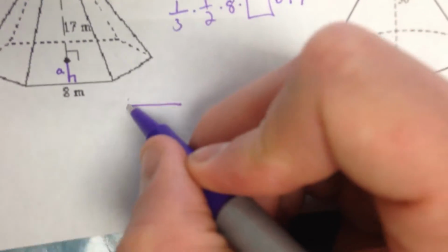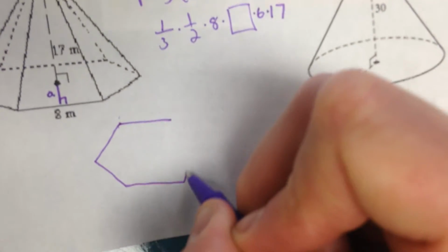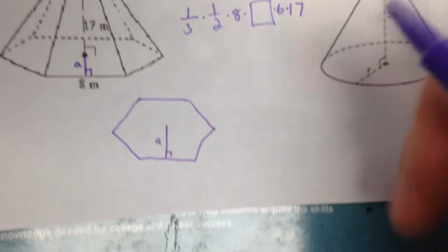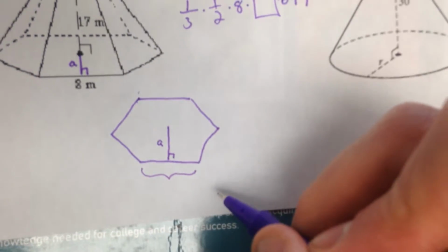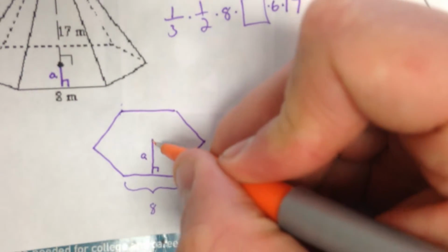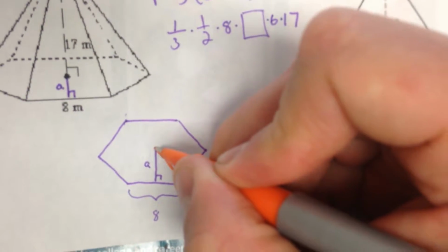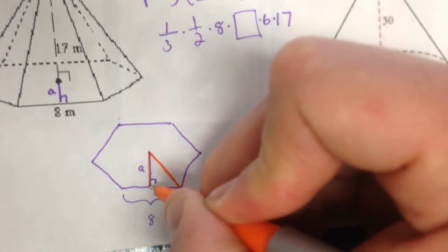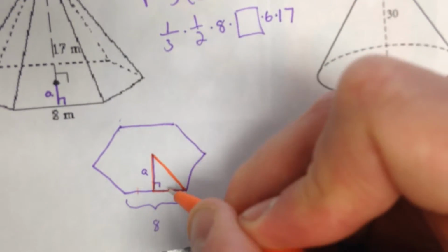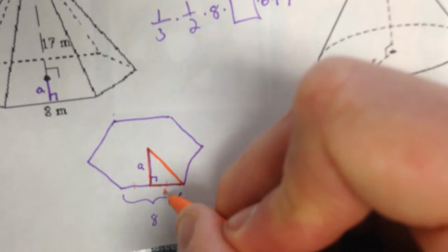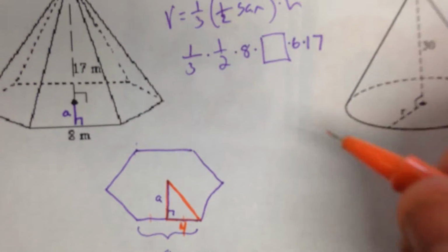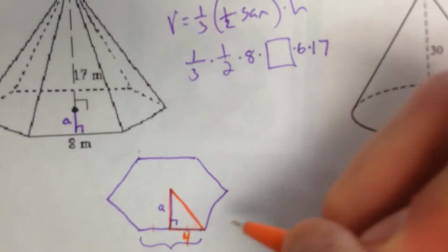As I redraw the base of the pyramid as a regular hexagon with the apothem written in, we'll note that the side length of the hexagon was 8. However, in order to solve this particular style of problem, we're going to build a right triangle using a radius of the regular hexagon, the apothem, and then half the side length. This is a perpendicular bisector, cutting this into 2 different pieces, so we have a 4 down here. Since we cannot find another side length of the triangle, we're going to instead look for this angle measurement.